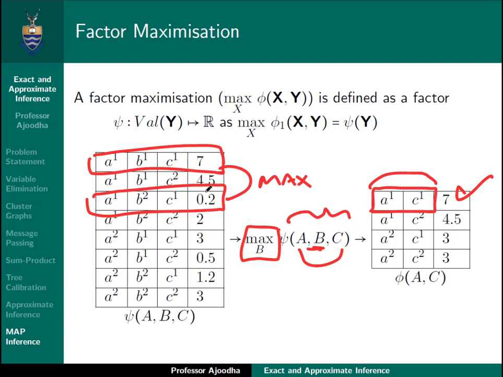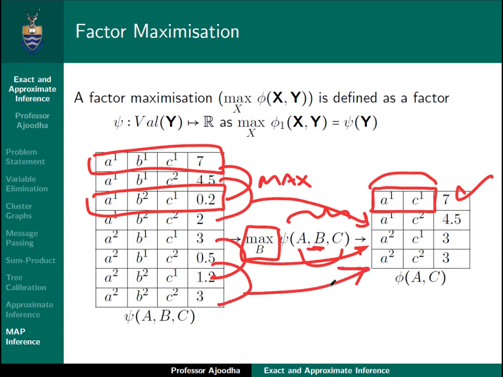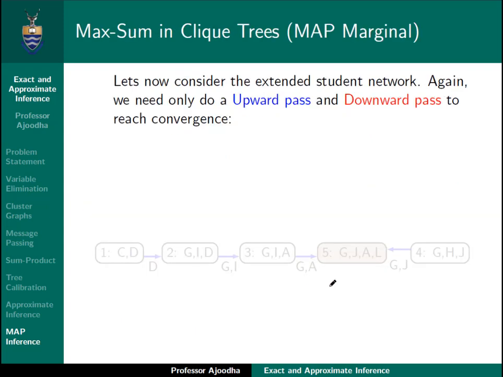Then for the next one, we're maxing over A1 and C2, which are these two guys, and that's what gives us the maximum 4.5. And then we're maxing over A2, C1, which are these two guys, and that's what gives us 3. And then finally you're maxing over these two guys, which is going to give us the next 3. And so that's how we do maximization in a factor.